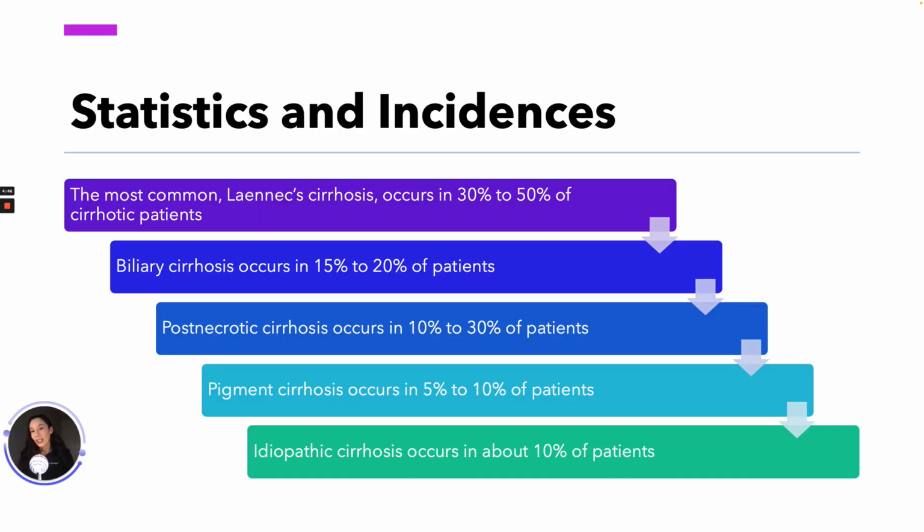All right, statistics. So we talked about Laennec's cirrhosis occurring in 30 to 50% of patients. Biliary cirrhosis occurs in 15 to 20% of patients. Post-necrotic cirrhosis occurs in 10 to 30% of patients. Pigment cirrhosis occurs in 5 to 10% of patients. And idiopathic cirrhosis occurs in 10% of patients.